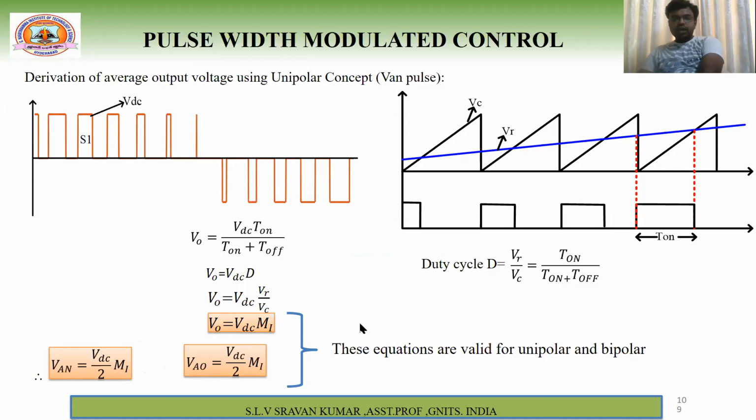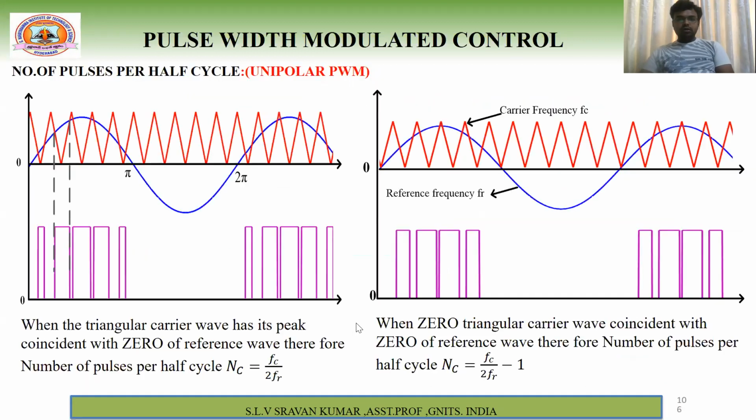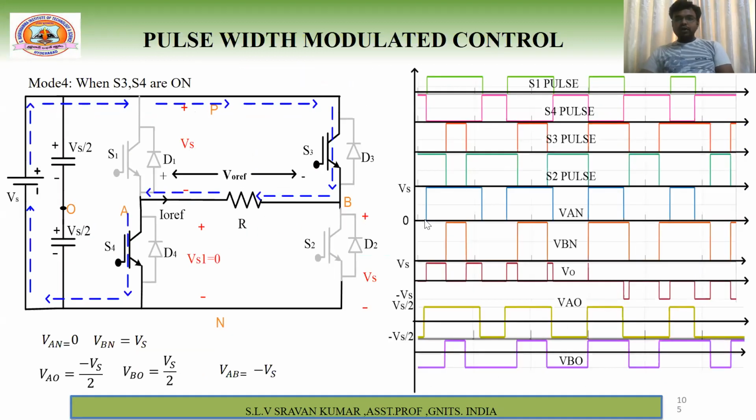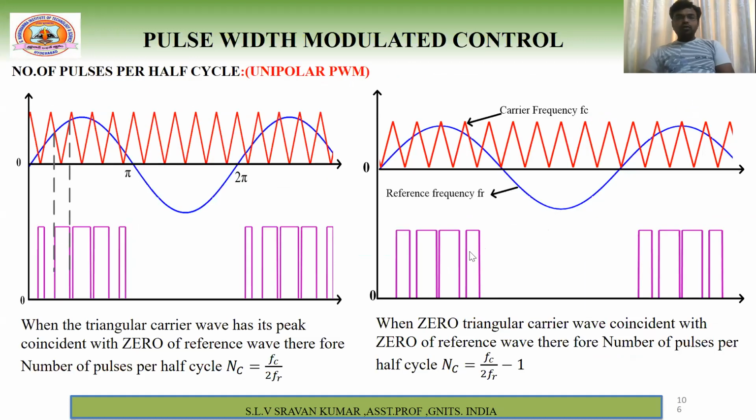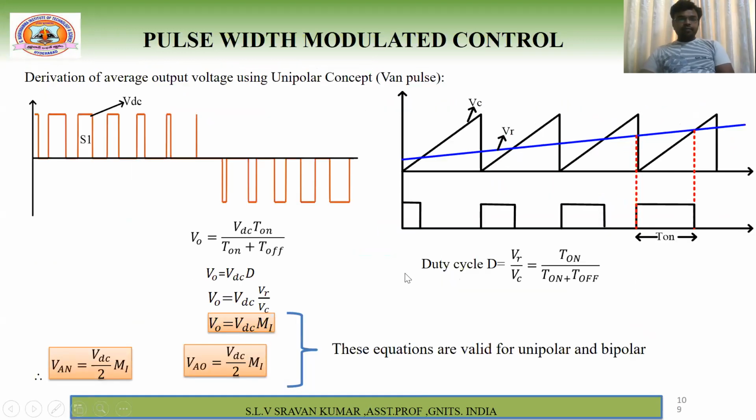So let me go to VAN once, right? So this is your VAN pulse. Why are you getting VDC by 2? Here it is 0. Sometimes up to this time it is 0, and every other time you will get only positive. You never get negative voltage. Because it is only positive, if you take it in the average sense, automatically you will get this VDC by 2 only. Okay. So because of VDC by 2, you are writing like this.